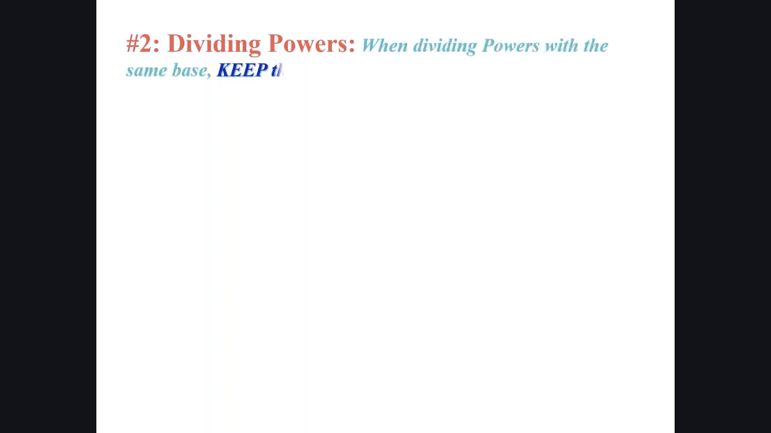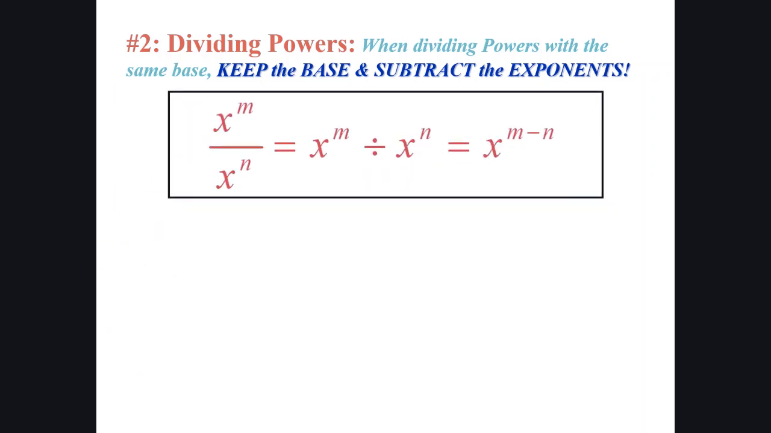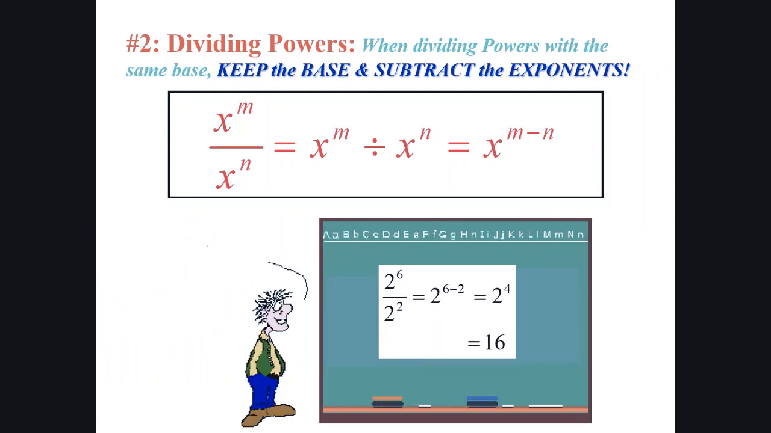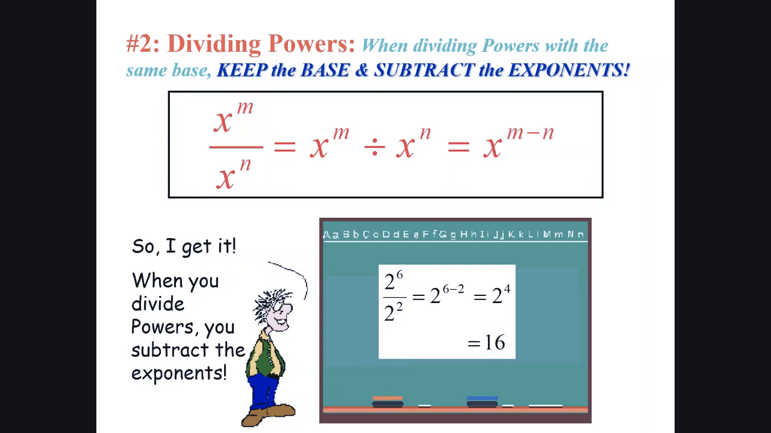Dividing powers. When dividing powers with the same base, keep the base and subtract the exponents. So the rule will be x to the m over x to the n equals x to the m minus n. Or a numerical example, 2 to the 6th power divided by 2 to the 2nd power equals 2 to the 6 minus 2, 2 to the 4th power, which equals 16. So when you are dividing powers, you need to subtract the exponents.